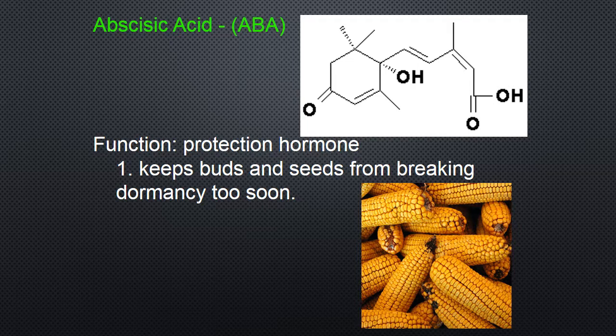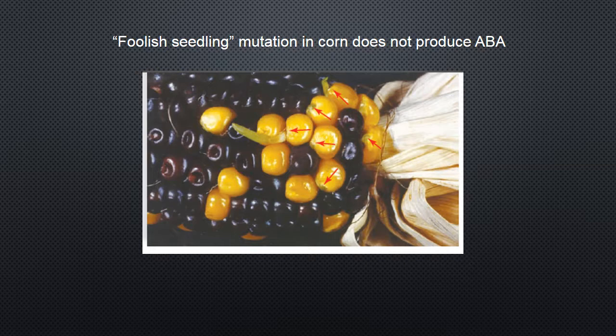So the first thing it does is it keeps buds and seeds from breaking dormancy too early. So this is a mutation, and we call this the foolish seedling because in this corn, it doesn't produce abscisic acid. So you can see that the corn is already starting to germinate while it's still on the cob, so it hasn't even hit the soil yet. So the foolish seedling does not produce ABA, so therefore it doesn't have that protection, so it breaks dormancy way too early.